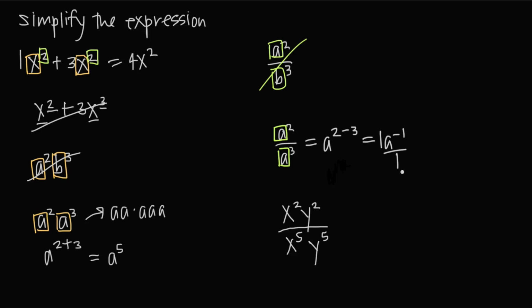The reason we put these understood ones here is because we want to make this exponent positive, and in order to make the exponent positive, we need to take this a to the negative 1 value and move it to the denominator. So when we move it to the denominator, we're going to be left with this understood 1 in the numerator. In the denominator, we're going to have 1 times, moving a to the negative 1 to the denominator makes the exponent positive, so this becomes a to the positive 1 in the denominator.